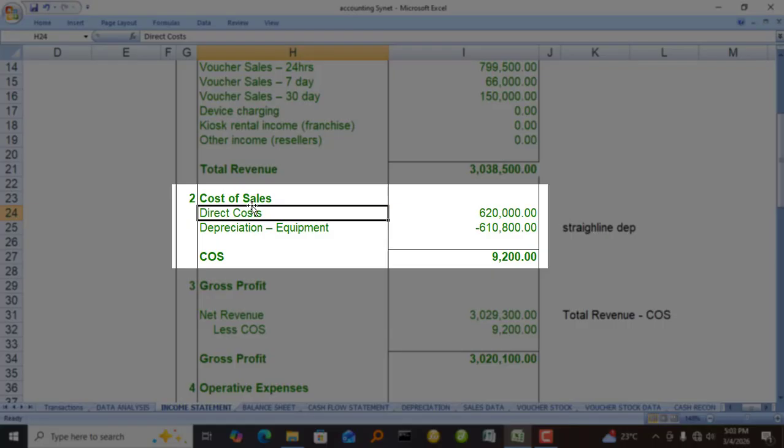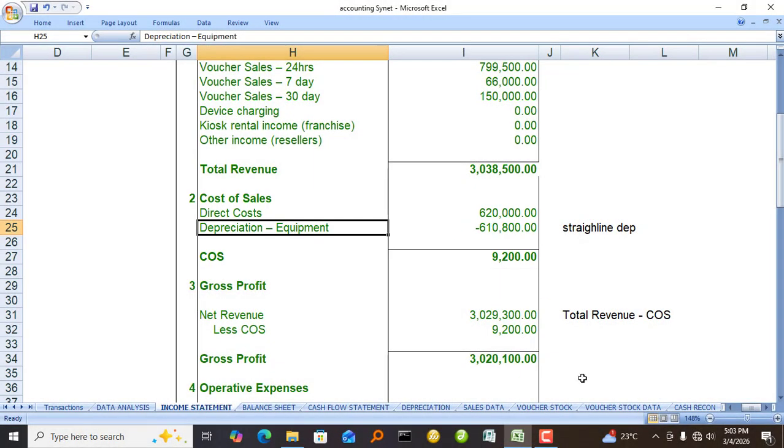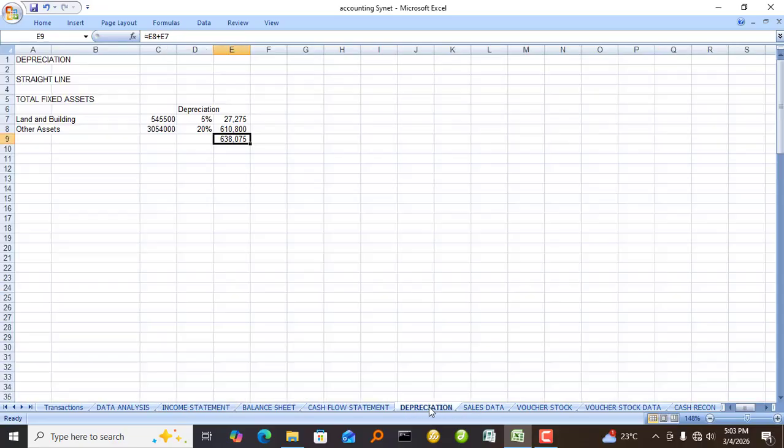ISP, paying for internet from the ISP. If you do not have that, then your business will stop working. Then I also put in depreciation. When you buy those routers and all that equipment, they depreciate with time. So you have to factor that in. Here's my depreciation calculation. It's here.